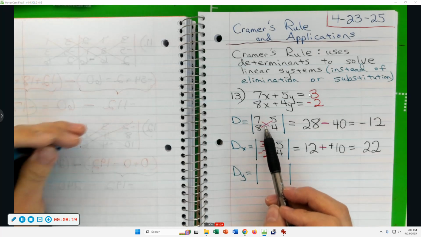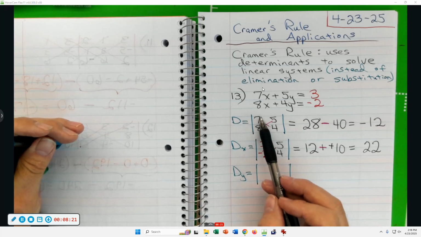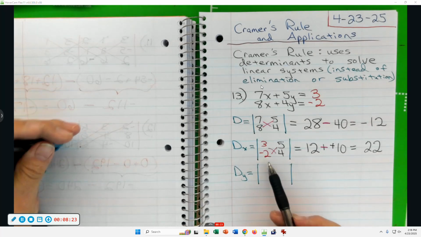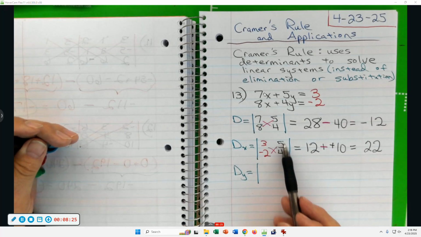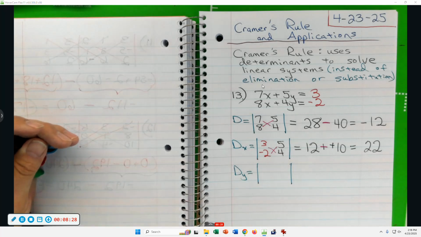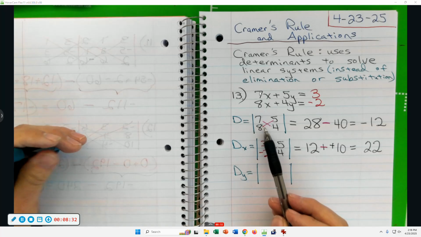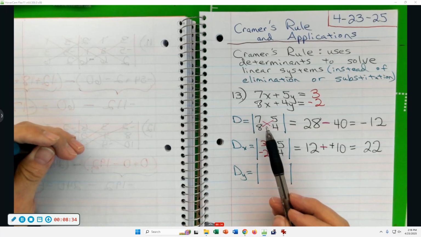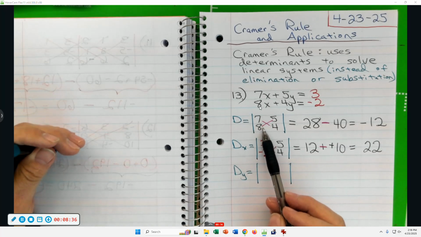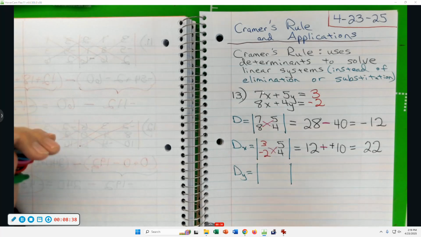The subscript is the column that you're going to replace, but you go back to d each time. X is back to being 7, 8. You don't replace this 5, 4 with 3, negative 2. If you did, you'd just get a determinant of 0. You go back to the original coefficient determinant. That is the one that you'll do the replacing in.